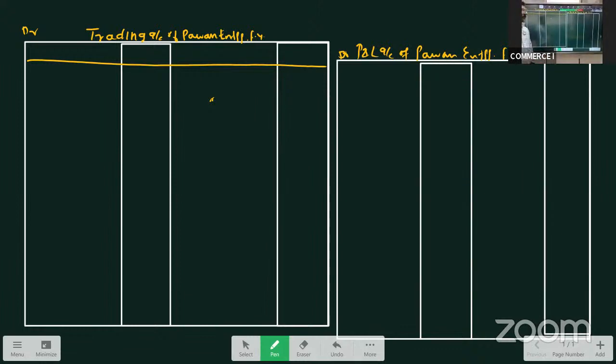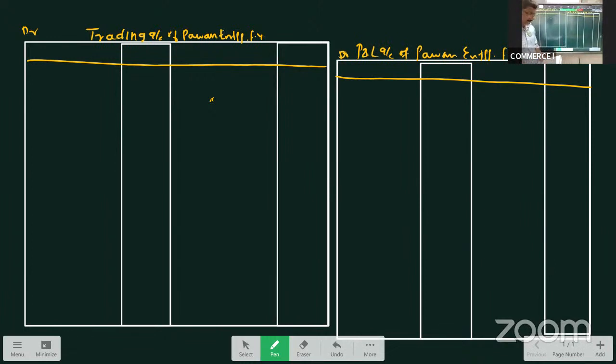We are preparing trading and P&L accounts simultaneously, and then on the next page we'll prepare the balance sheet. Let us look at the adjustments first. Closing stock, depreciation on motor van, reserve for bad debts (reserve and provision are one and the same), outstanding rent, prepaid insurance, create a provision for discount on creditors. This is a new adjustment, but we don't expect this in the exam. Still, since it is there, I'm taking up this question and we'll solve it.